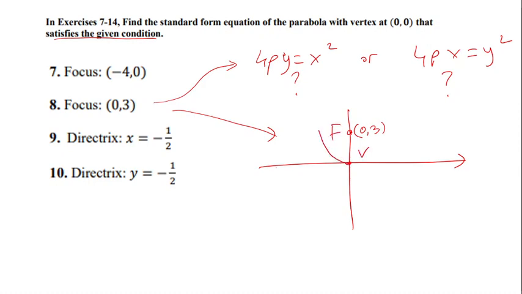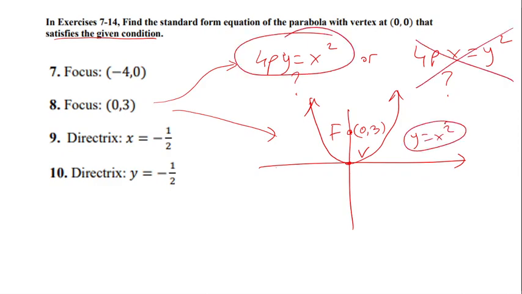So always a focus is inside the parabola. So we have this type of graph. This type of graph is something like y equal to x squared type, so it cannot be the other type. It will be this type then.